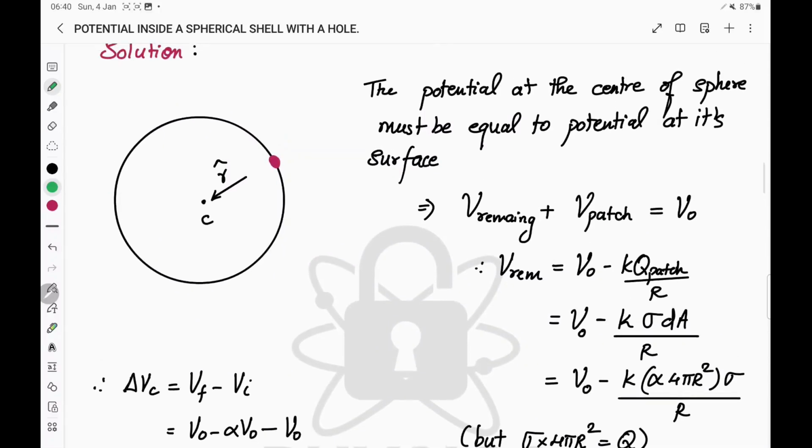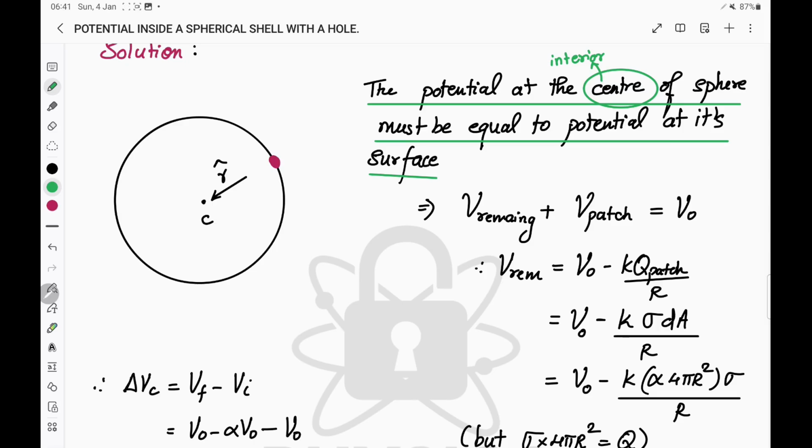The first option asks us to calculate the reduction in potential at point C, which is the center of the sphere. So what we're going to do is use shell theorem number 1. What does shell theorem number 1 state? It states that the potential at the center of the sphere must be equal to the potential at the surface, because the center of the sphere is an interior point, right? This is an interior point.